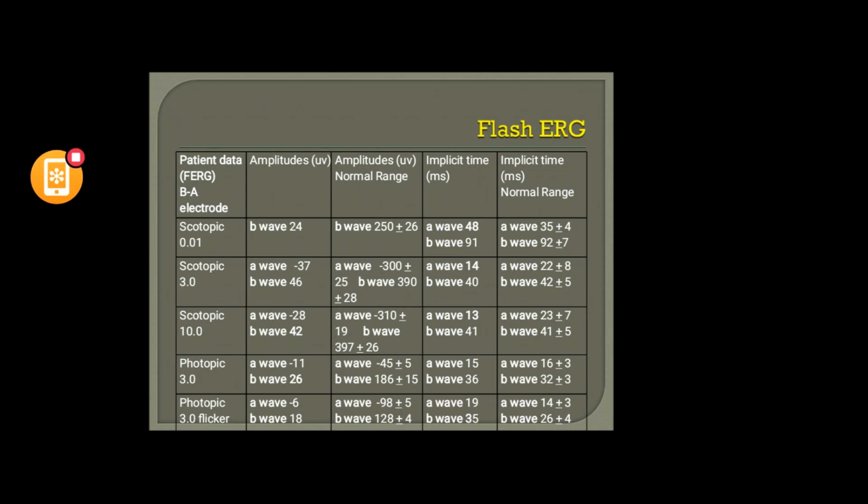Okay, you have that data, and now there is a deviation. At your extreme left-hand side, these are the protocols that I told you: Scotopic 0.01, Scotopic 3.0, Scotopic 10.0, Photopic, and Photopic 3.0. These all I told you before, in the last session.